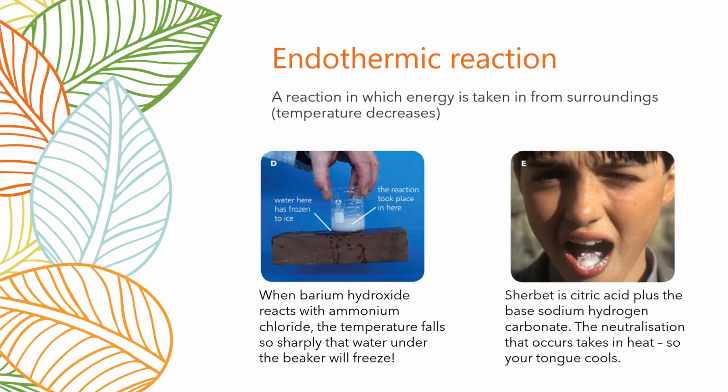Next example is a sherbet. Everyone has experienced this. So actually when you put citric acid plus the base sodium hydrogen carbonate, the neutralization that occurs takes in energy. So your tongue becomes cool.